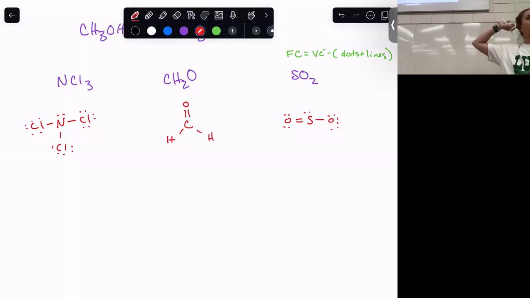Okay, any questions on how any of these things look? Yep. Oh, because I just didn't put them on. So your least electronegative atom is going to go in the center, or the thing you have one of. So in the case of NCl3, you only have 1 nitrogen, that one should go in the center. And in the case of sulfur dioxide, you only have 1 sulfur, that one should go in the center.